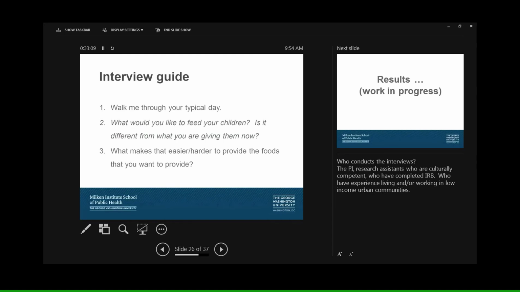What would you like to feed your children? Is it different from what you're giving them now? And what makes it easier or harder? And I would write those down, what made it easier or harder, so that they knew specifically what they had talked about. And then I asked them, what would illustrate that?